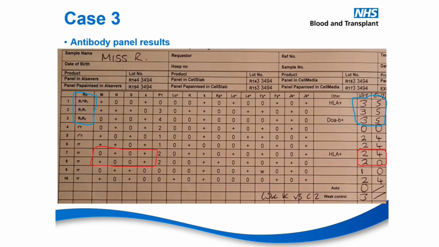So the antibody panel results. You can see we've got a mixture of positives and negatives, and also cells that are positive by IAT and negative by enzyme. If we're looking at the negatives, there's a few antibodies that we can exclude, and the extra negatives in the enzyme column help us differentiate between the antibodies. We can see the anti-D at the top is still present. Then down here, we've got a mixture of cells that are positive by IAT. Some are still positive by enzyme, others are not, so we can differentiate between the antibodies that are there. We've got the M and the S present. We've also got the JKB present in the enzyme.